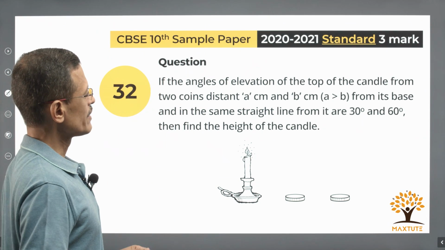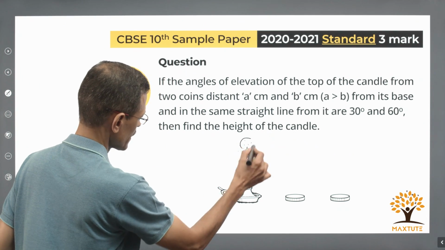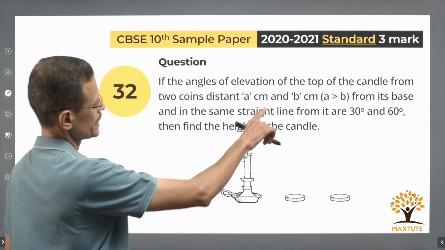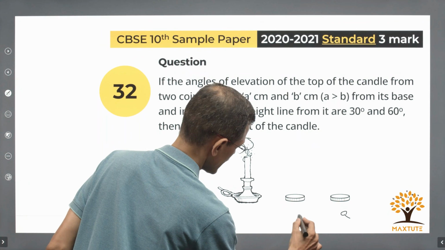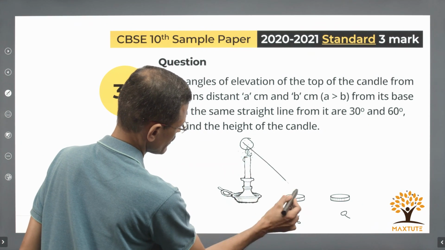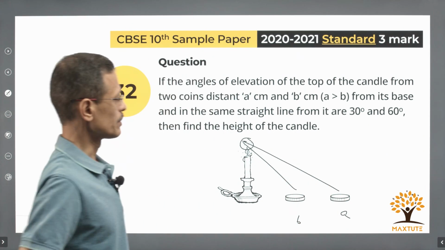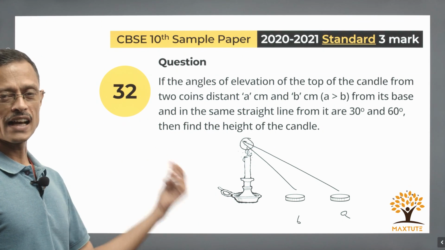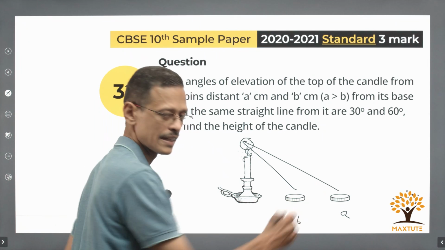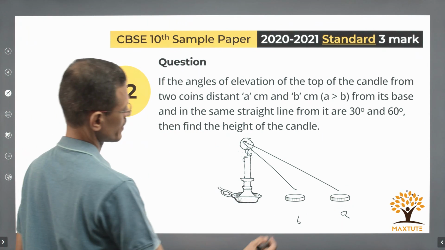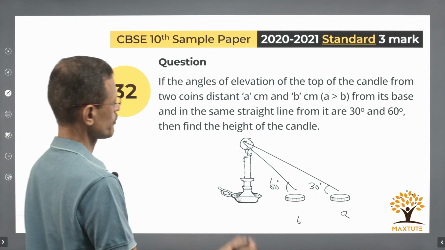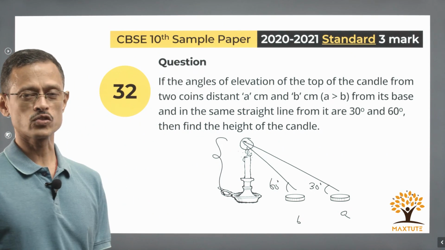If the angles of elevation of the top of a candle from two coins at distances A and B, where A is greater than B, so this is going to be A and this is B. The two coins are in the same straight line from the base of the candle, all on the same straight line. The angles of elevation are 30 degrees and 60 degrees. What we have to find out is the height of the candle. This is what the question is.